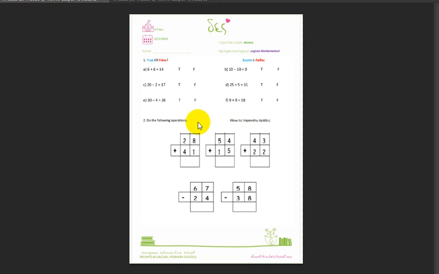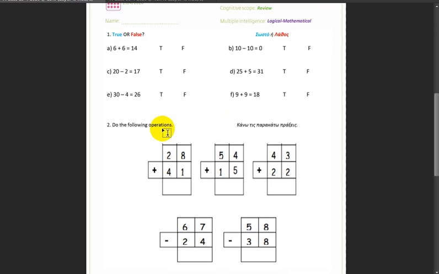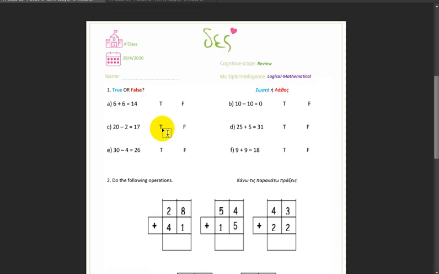Hello everyone. In this video we will be solving your worksheets from last Wednesday and Thursday. We will begin immediately with Wednesday's worksheet. So here we see some additions and subtractions, and we have to basically circle T for true or F for false, depending on if they're true or false.